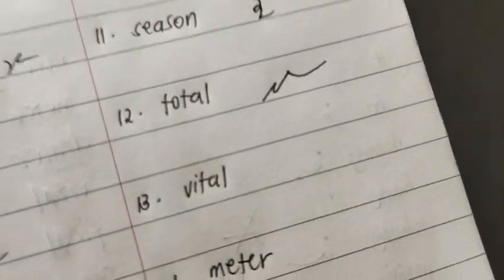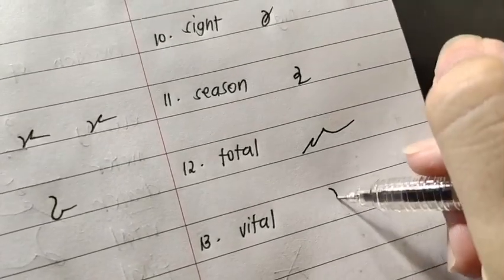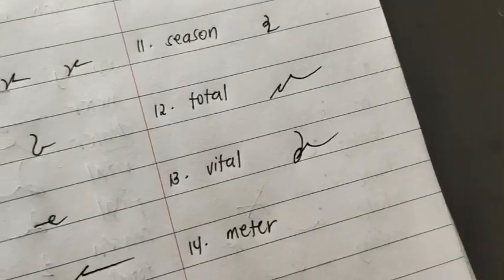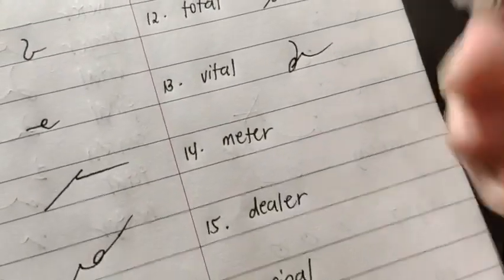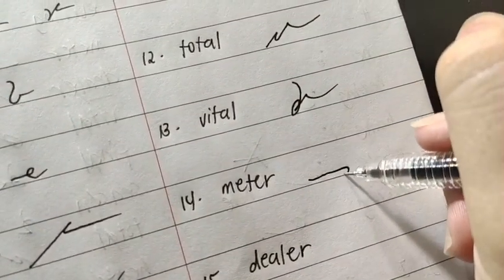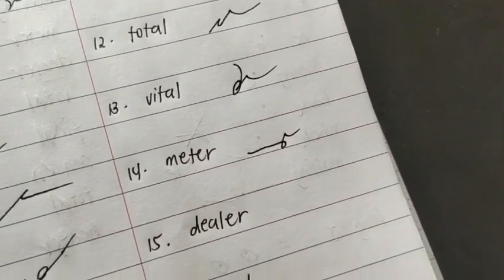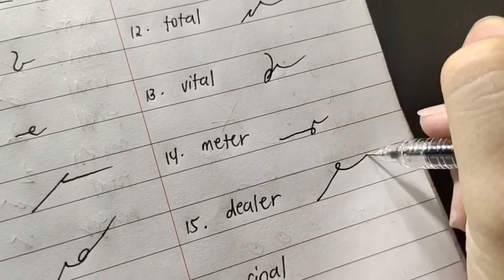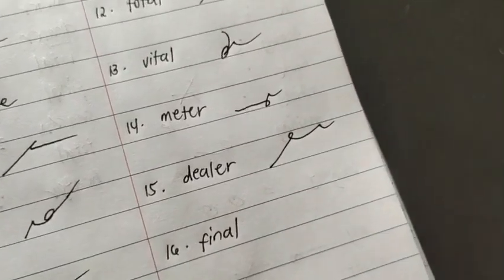Okay, next is vital. Vital is V-I-T-L, vital. Next is the word meter. Meter is M-E-T-R. Meter. Okay, next is dealer. Dealer is D-E-L, deal. Omit R. Omit E. R na lang.